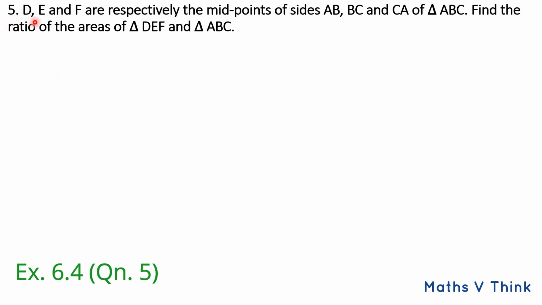Fifth question says D, E and F are respectively the midpoints of sides AB, BC and CA of triangle ABC. Find the ratio of the areas of triangle DEF and triangle ABC. So they are given triangle ABC. So first we shall draw the triangle.